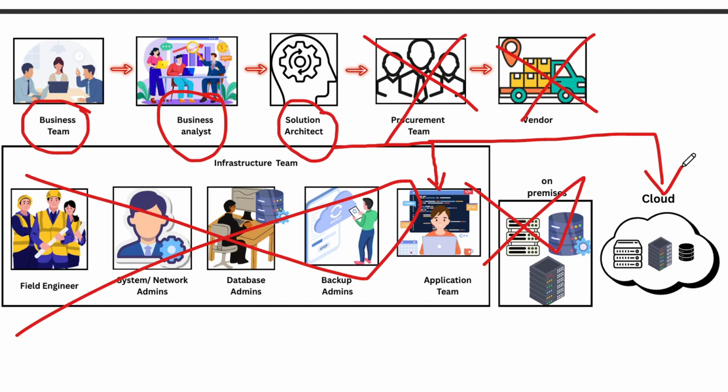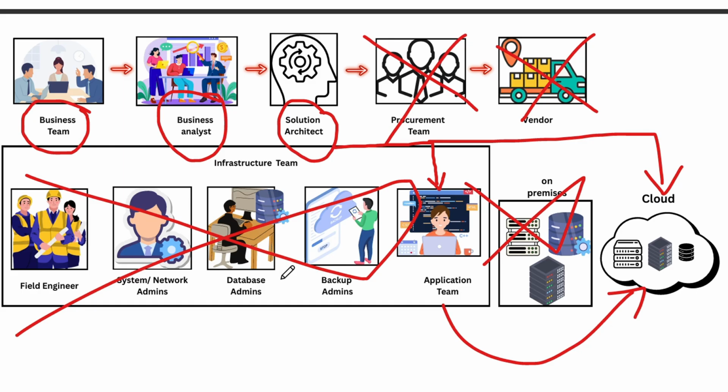Now, what happens in this situation? If the solution architect says he requires three physical servers, or two databases, no problem. No need of a procurement team. No need of any vendor. Simply we can place a request to the cloud provider that these resources are needed. So you just pay as you go. Whatever resources you have used, that much amount you pay. Simply this application team can deploy their application on the cloud itself.